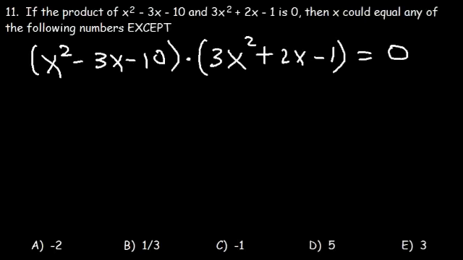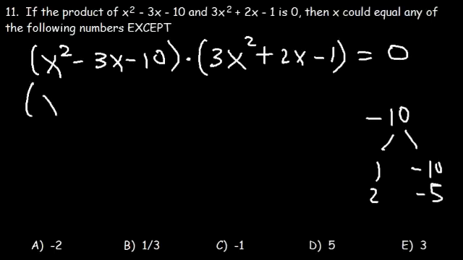So we're not going to FOIL this expression. That would be a terrible, terrible thing to do. What we should do is factor each expression. So let's start with the one on the left. What two numbers multiply to negative 10 but add to negative 3? So let's make a list. We have 1 and negative 10 and 2 and negative 5. 2 and negative 5 works. 2 times negative 5 is negative 10, but 2 plus negative 5 is equal to negative 3. So this is going to be (x plus 2) times (x minus 5).